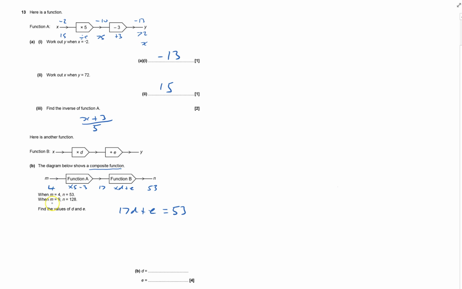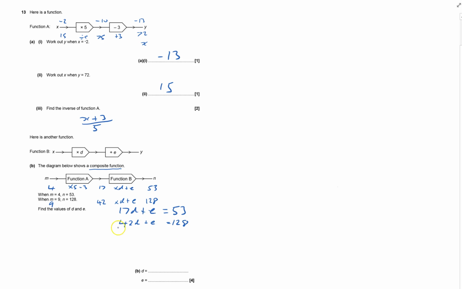And next time I'm going to put in 9, so I've got 9 to go in, times by 5 is 45, subtract 3 is 42. So 42 is going to come out of function A, it's going to go into function B, we're going to times it by d and then add e, and out comes 128. And so that means I've got 42d plus e equals 128.